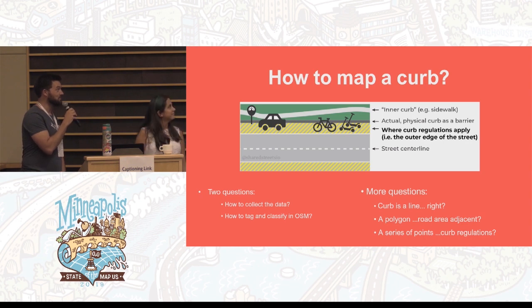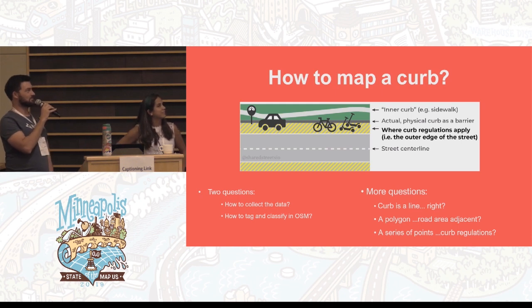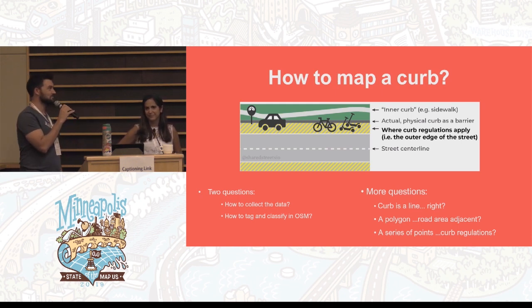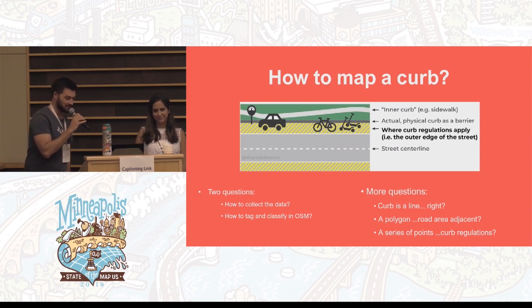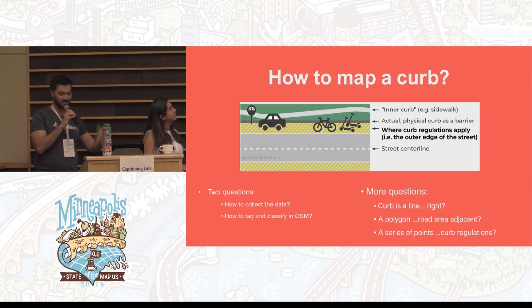So here's a graphic from Shared Streets. And it really, to us, I think this demonstrates the difficulty of trying to think of the curb in simple terms. So from a mobility perspective, when we're trying to say we want to map this, we're looking at a lot of different things. We're looking at two sides of a line. So you might ask, how do you collect something that you see in this image? And how do you tag and classify it in OSM? These are eternal questions, I think, right now, and questions that will continue to be more relevant to us as the map becomes more relevant to people that need this data.